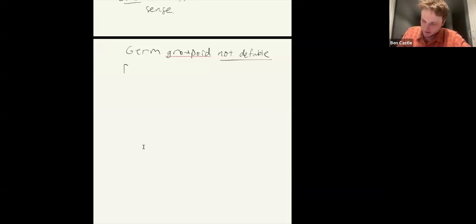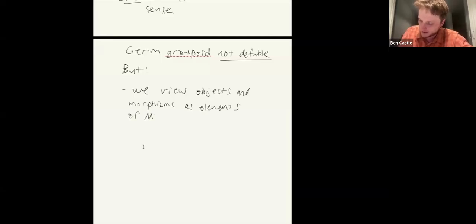Okay, so we can pretend that every individual object and morphism is an actual element. So we can view objects and morphisms as elements, and we can talk about them definably. We just can't talk about the entire germ groupoid as a definable set. We can talk about individual objects and morphisms. And why? Well, we have canonical bases.